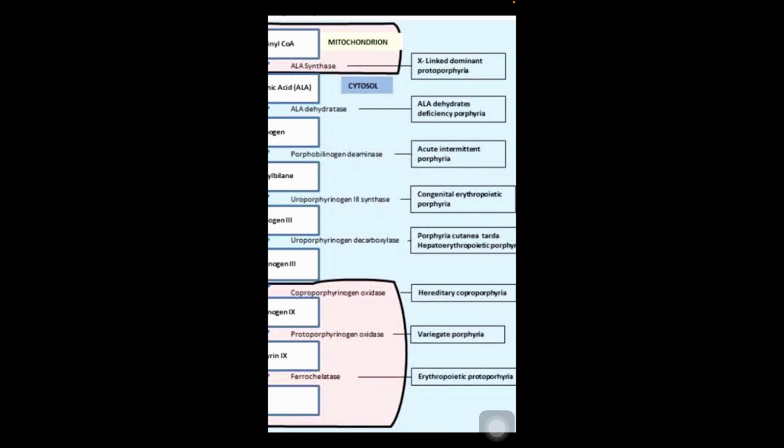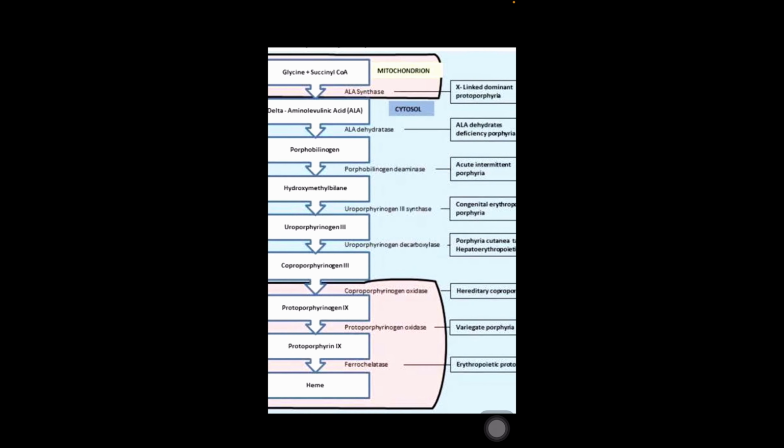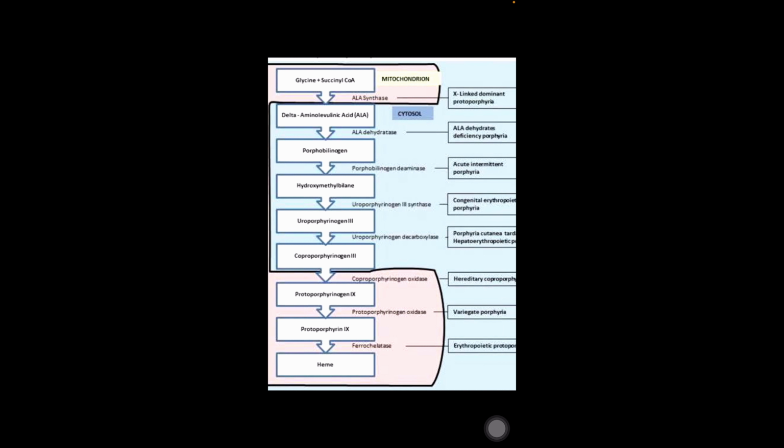Okay, and just take notice of all these. And there are a lot of diseases here. We have X-linked dominant protoporphyria, aldehyde deficiency, porphyria. Acute intermittent porphyria is very, very important, and a classic disease that they really love, which is the porphobilinogen deaminase. Okay, so take notice of it.